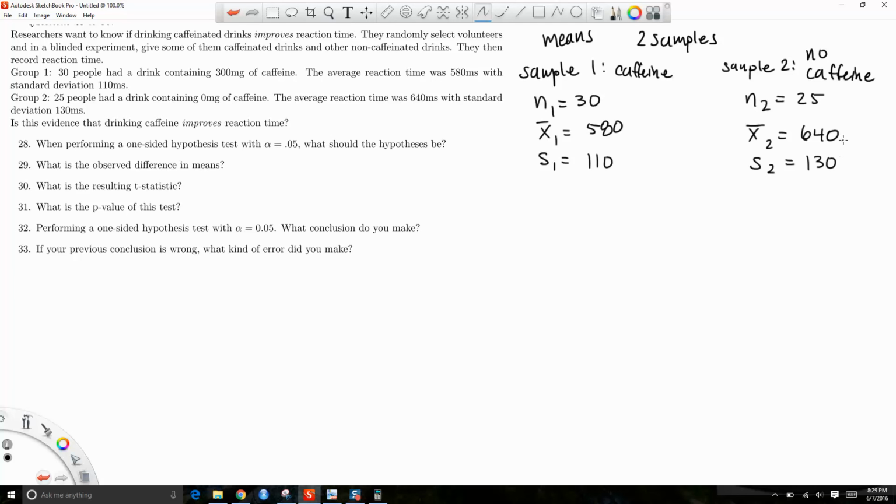And we want to know, is this evidence that drinking caffeine improves reaction time? So 28 asks, what would our hypotheses be? The null hypothesis would be that they are equal to each other, right? mu1 is equal to mu2.